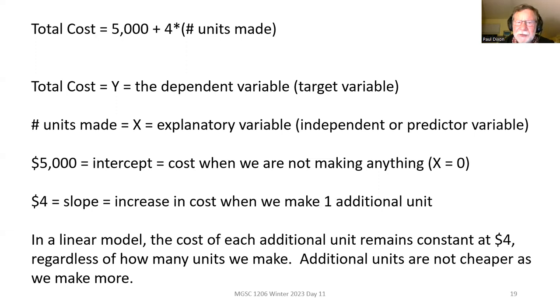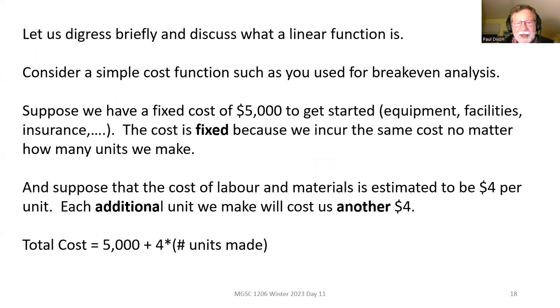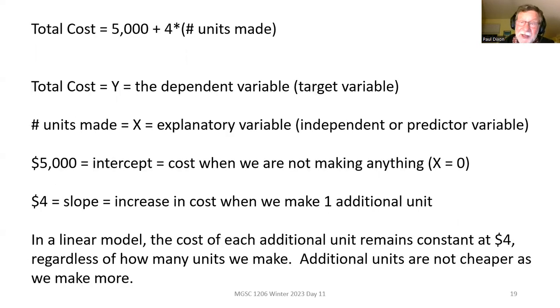And the numbers again, the 5,000 is known as the intercept. It's the starting value. It's what the cost is when x is equal to 0. So if I had my formula back here, if I had 0 in there for number of units, I'm going to get 0 times 4 plus 5,000. So 5,000 is the cost when I'm making nothing at all. And $4 is the slope. So it's the increase in cost when you make one more unit.